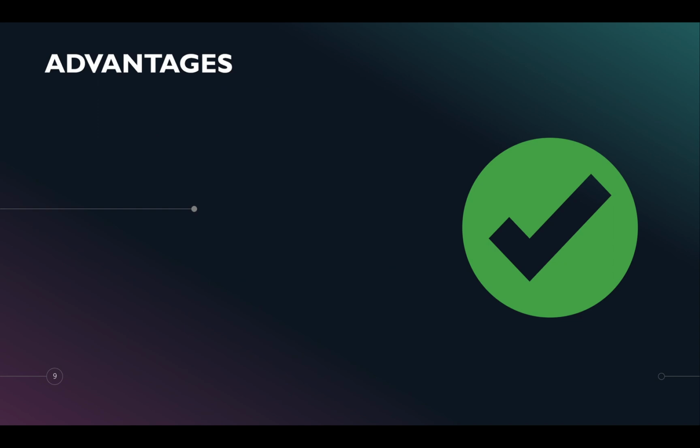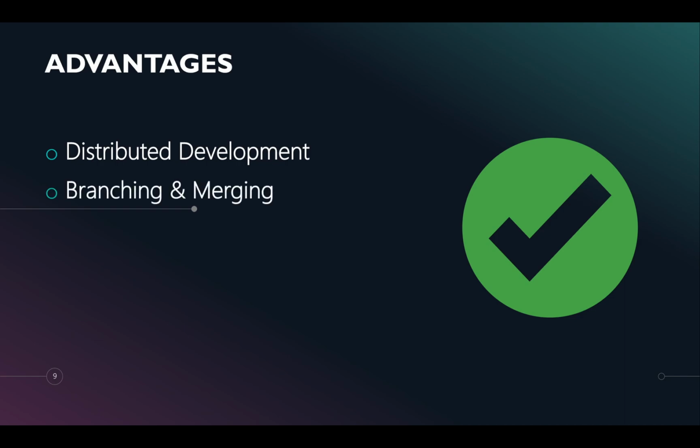Furthermore, here are the advantages of Git. Distributed development, allowing several developers to collaborate on the same project at the same time even if they are not linked to a single central server. Branching and merging. Git streamlines the process of branching and merging, enabling developers to work on separate features or versions of a project simultaneously and effortlessly combine changes back together.